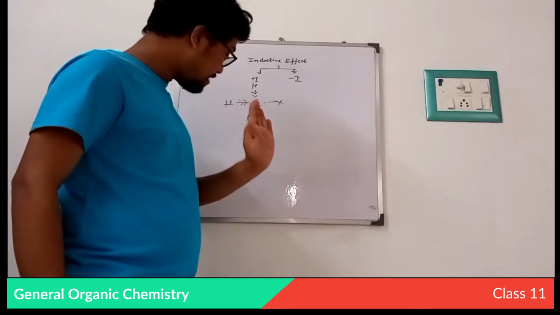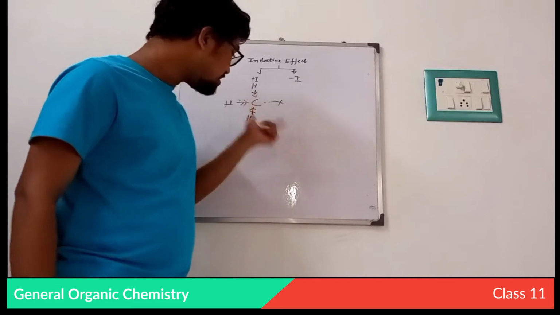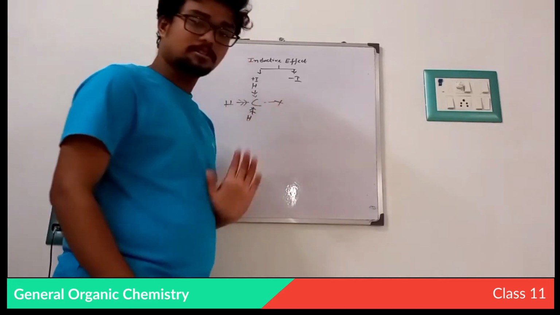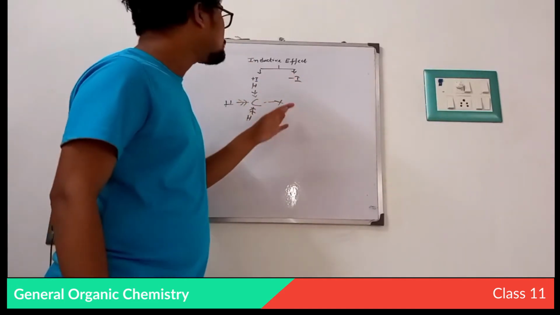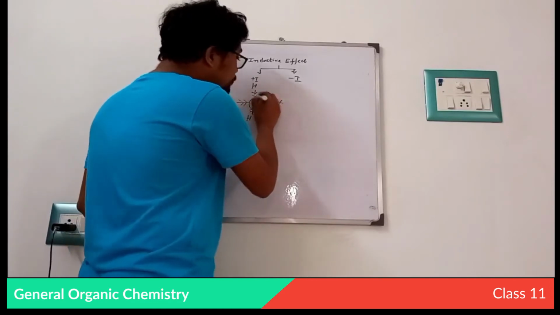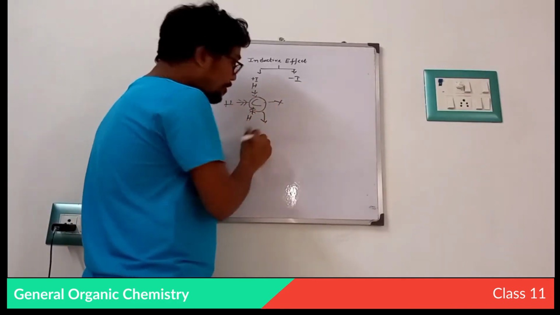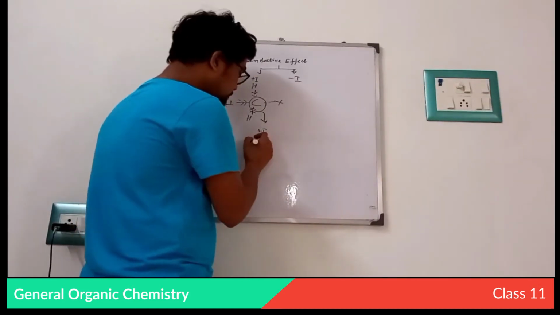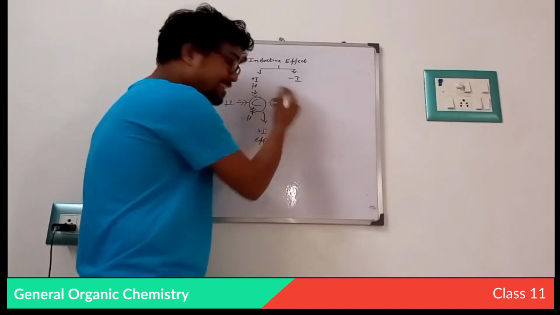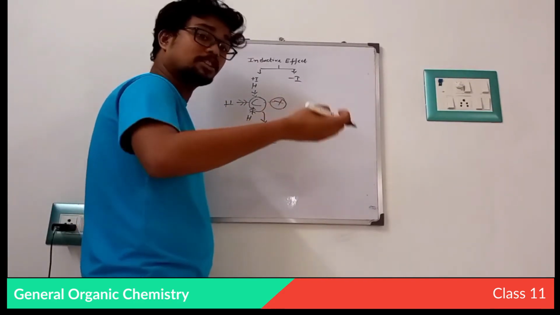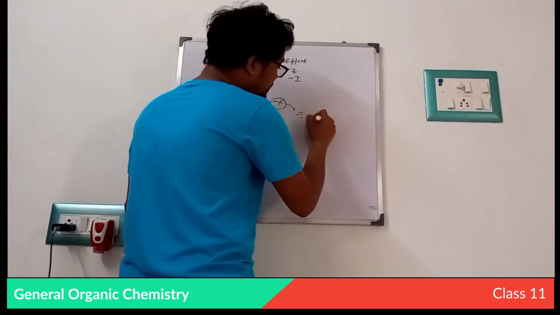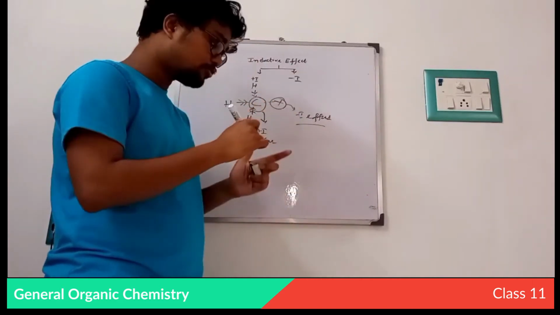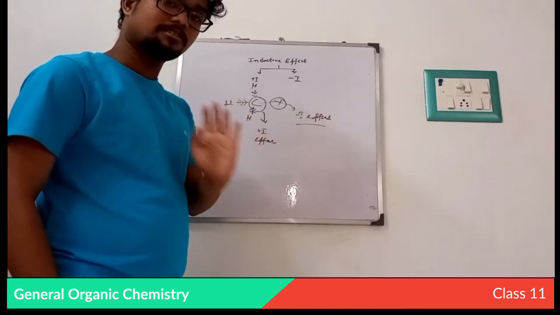So I am repeating myself: the electron density goes from this side to this side. So carbon gives this electron density to X. This one will donate, and that is called the plus I effect. Whoever donates its electron pair, that is the plus I effect. And whoever attracts the electron density or the bonding electron pair, that is known as the minus I effect. Whoever attracts the electron, that is minus; whoever donates the electron pair, that is plus I effect. Is this clear to all of you?